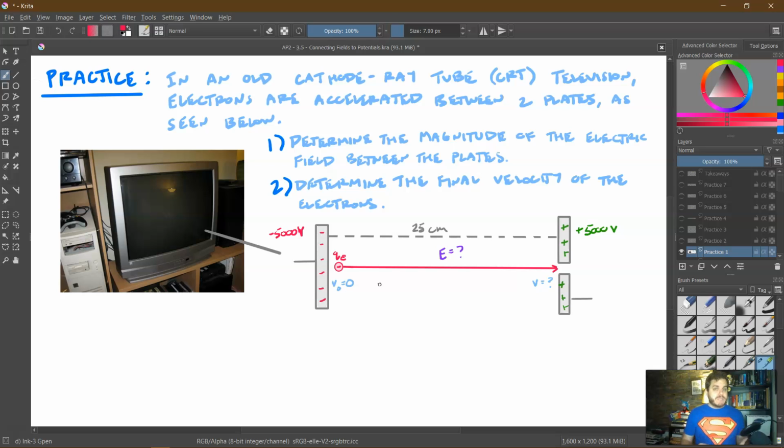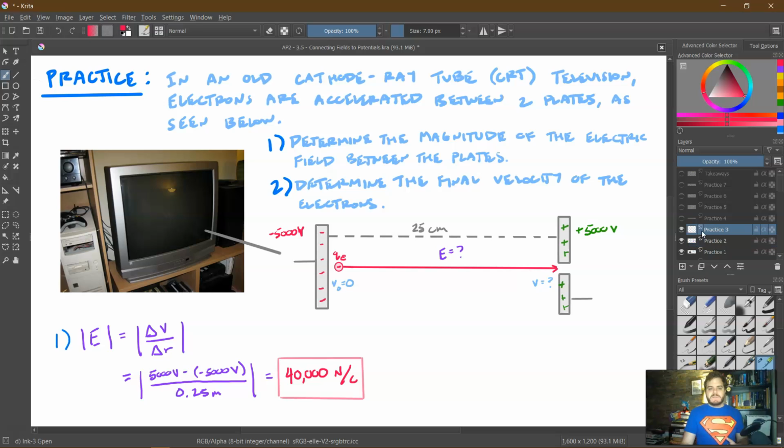Well, hopefully you gave it a shot. Let's start talking about how we would do this. First off, how can we determine the magnitude of the electric field between the plates? This would be a uniform electric field in this region, so we can just use the average electric field value, where the equation is the absolute value of delta V over delta r.